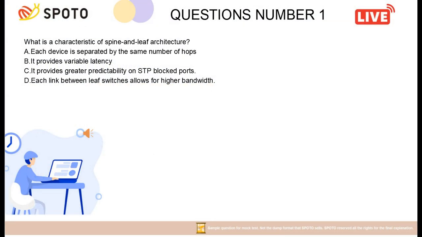Question 1. What is a characteristic of spine and leaf architecture? A. Each device is separated by the same number of hops. B. It provides variable latency. C. It provides greater predictability on STP-blocked ports. D. Each link between leaf switches allows for higher bandwidth. You have 15 seconds to answer.